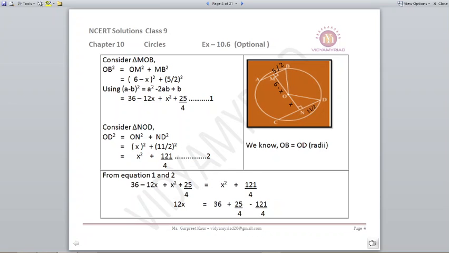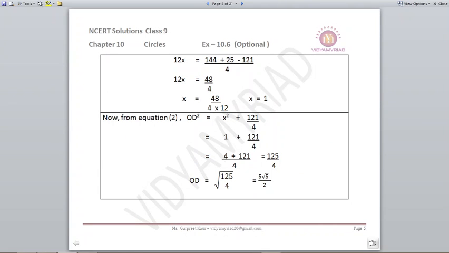Let's consider triangle OND. In this case, OD square will be equal to ON square plus ND square. ON is x square and ND is 11 upon 2 the whole square. So we get OD square equal to x square plus 121 upon 4. Now OB and OD are both equal as they are the radius of the circle, so OB square and OD square can be taken as the same. So we can equate both the equations, and from there we can find the value of x, which comes out to be 1 after solving.